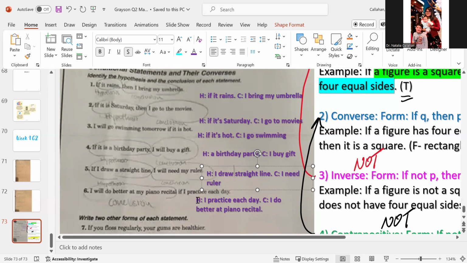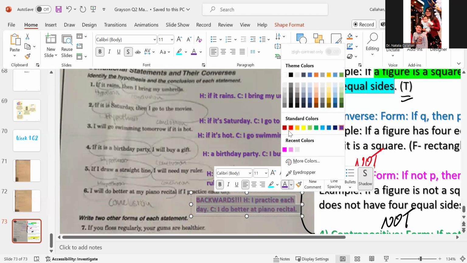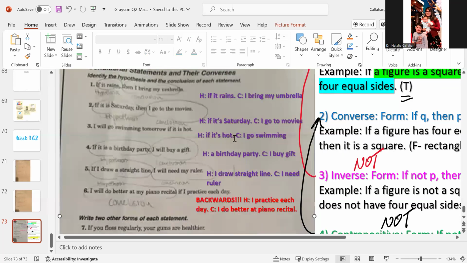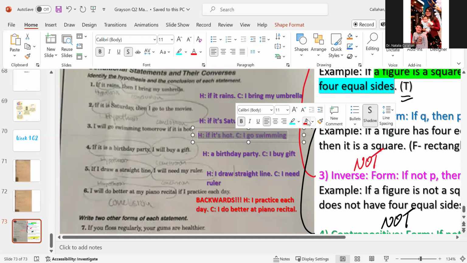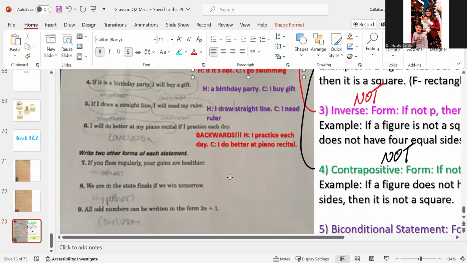So for number 6, this one is backwards. You've got to be careful with that. I'm going to put an exclamation point right there, and I'm also going to change it to red so that way you know. What's another one that was backwards? Number 3, right? This one's backwards as well, right? So yeah, that one's backwards. All right, let's go on to the next one.